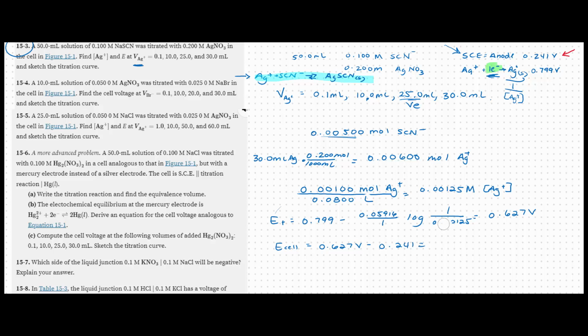And I added an extra 0 here. So this is 0.0125. I did that here too. So the cathodic voltage is not 0.627, it's 0.686. That makes a little bit of a difference. So now take the 0.241 away, and you should have an E cell of 0.445 volts.